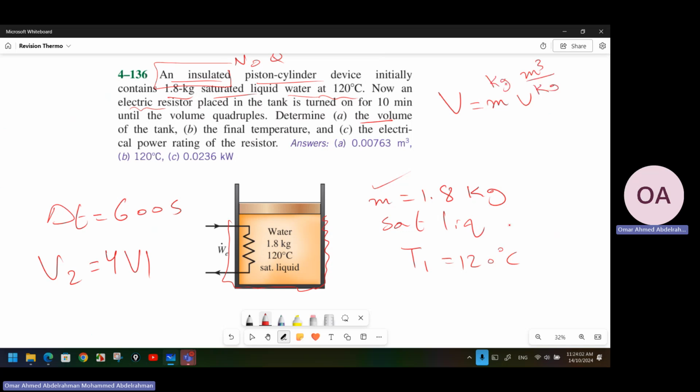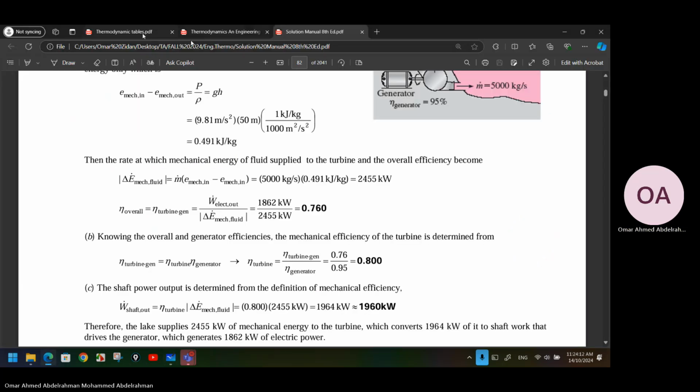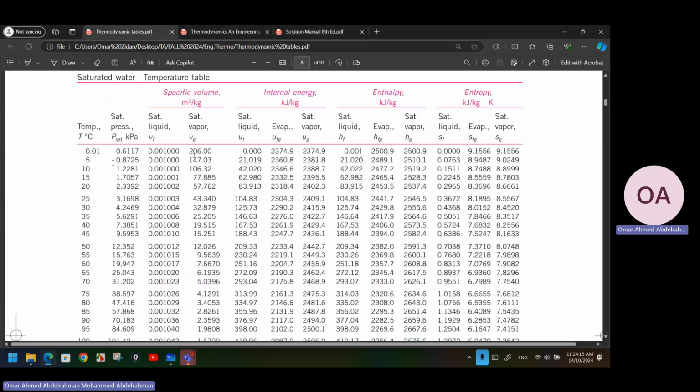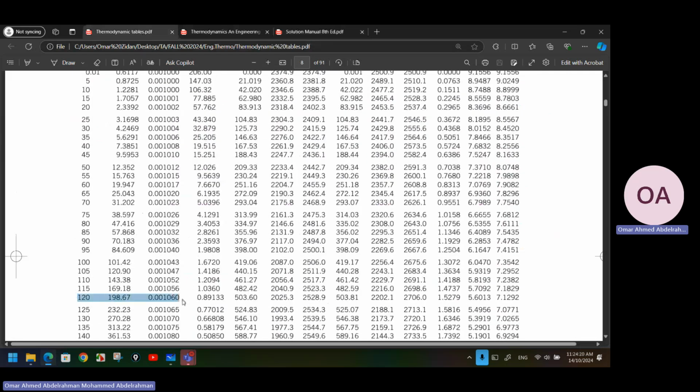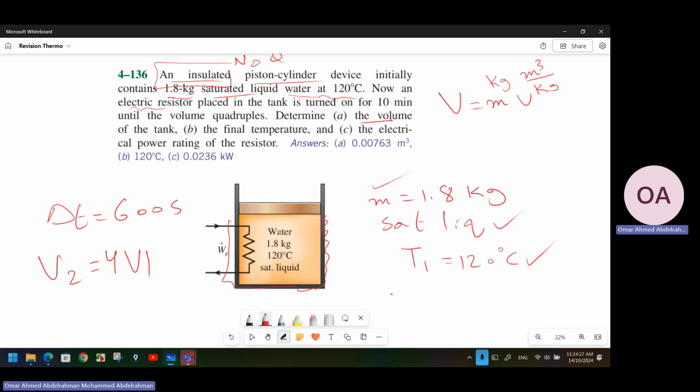I have the information that it is saturated liquid at a temperature of 120 degrees Celsius. So I will go to the table at specific volume vf, the water table at 120 degrees Celsius, which is here. That is the value of vf, 0.001060. So I get the specific volume: v1 is equal to vf, which is 0.001060 meter cubed per kilogram.